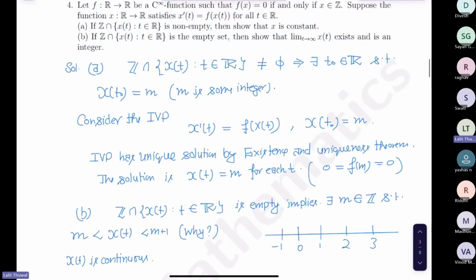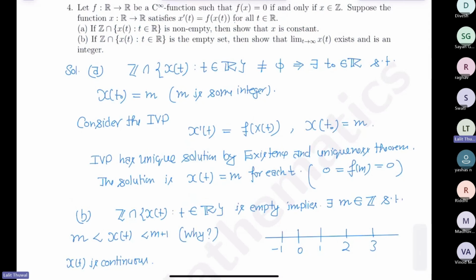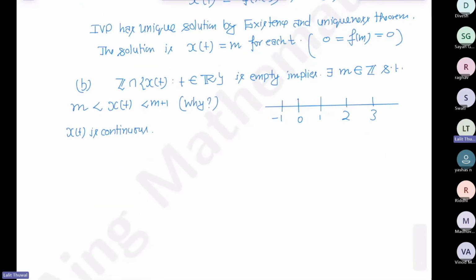Now, let me ask you something. Can you see that the x is monotone? If yes, raise your hand. Yes, it's monotone because we have given this, right?